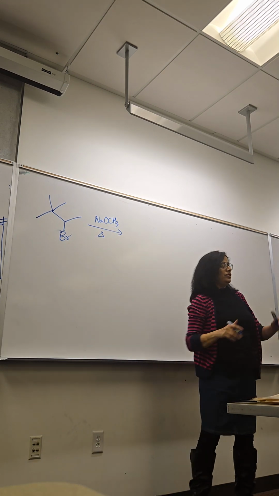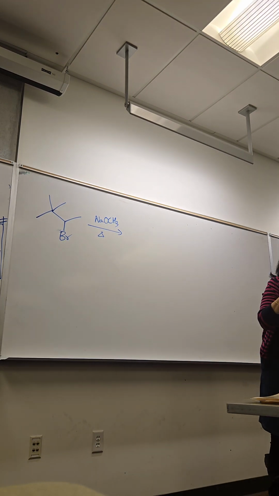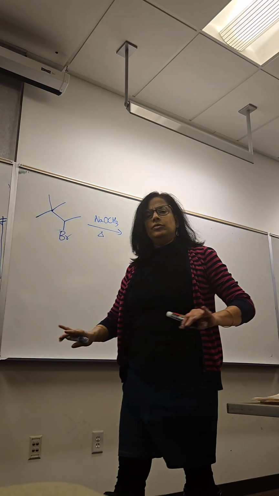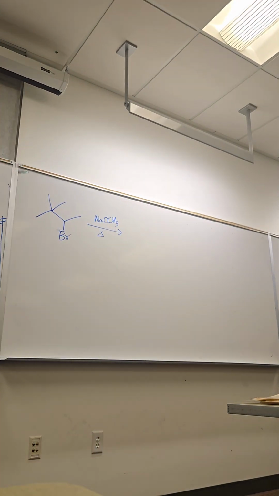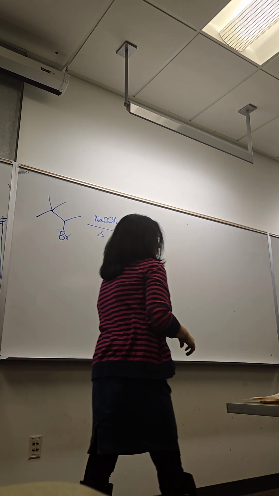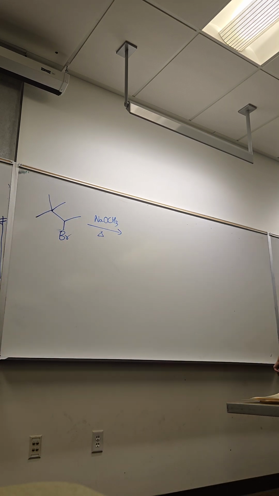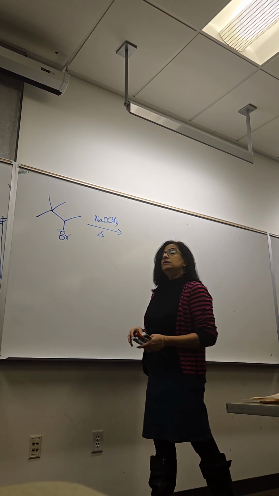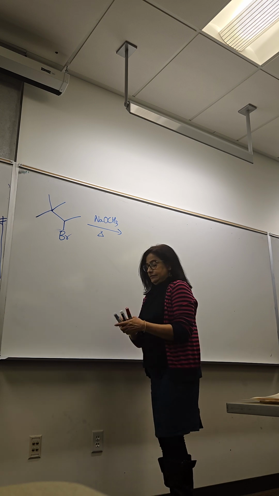So I'm asking you to think elimination right now, not substitution at the moment. So, product or products, sometimes multiple are possible, we'll get to that part in a bit. What would be the product? Same alkane, but with OCH3 free. No. Alkene. Where is the double bond?